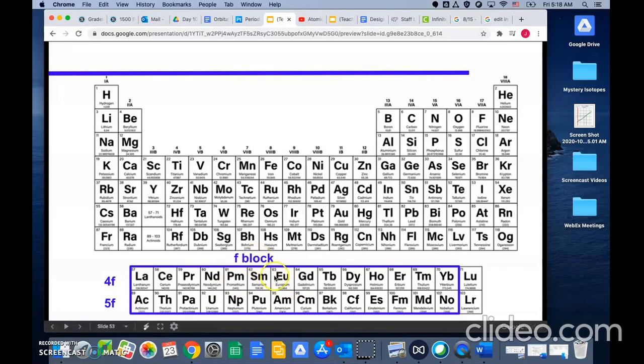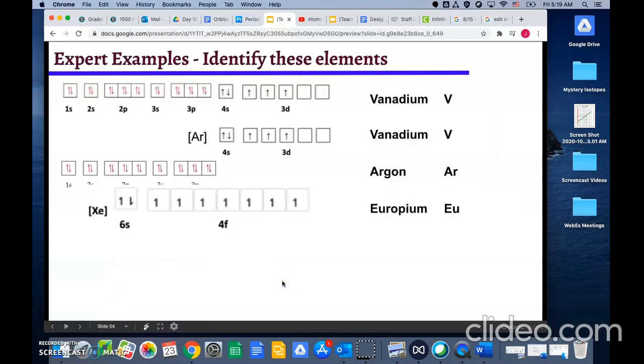And then you can label your F block 4F and 5F. Sorry, I forgot to mention that. Just kind of like the D block, the F block's a little bit screwy. But this one is 4F and this one's 5F. And it ends up being europium because that's the 7th element in the 4F block.